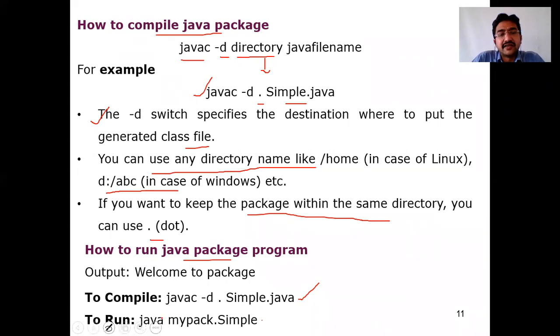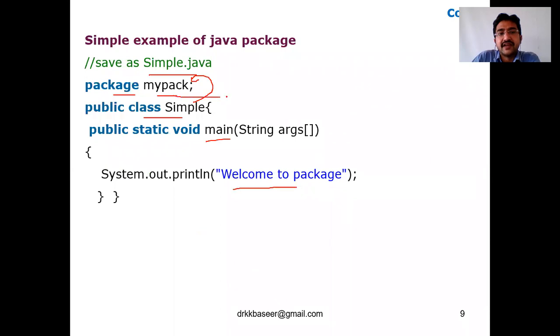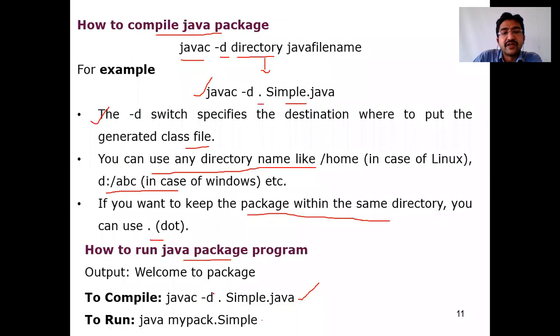Now how to run: java space mypack.Simple. What is mypack? Mypack is the package name, whatever package you have created. In the previous example, if you observed, mypack is there. So in the mypack folder only, the class file of Simple will be there. So for that purpose, we give mypack.Simple as the file name. Where is the Simple class file available? In the mypack folder. So like this we compile, and like this we run the Java programs.